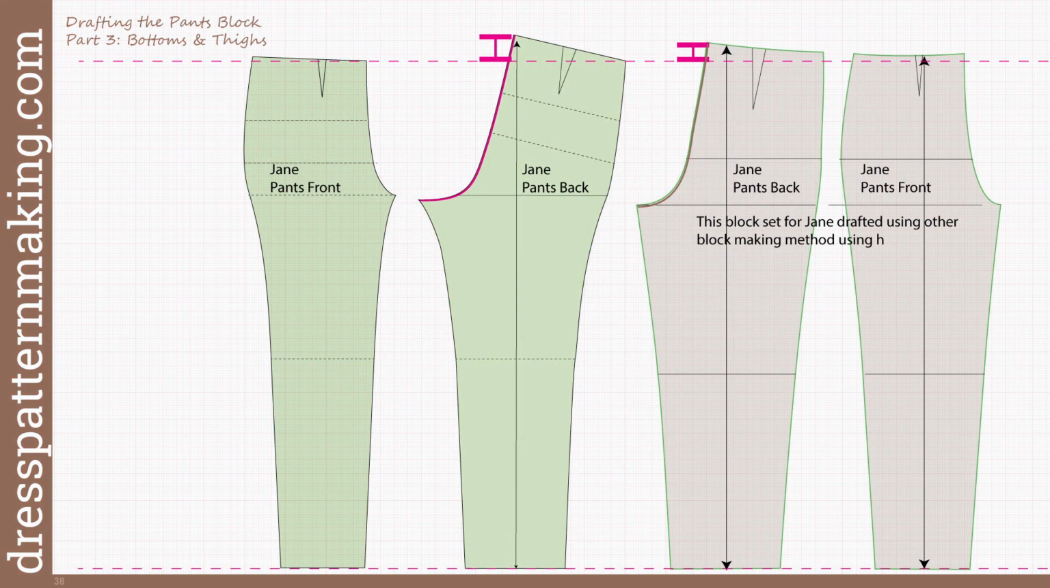On the left in green is Jane's final block. On the right in brown is the block drafted to Jane's measurements but using standard block making instructions based on her hip measurement. So basically what the standard figure would look like with Jane's hip. Although Jane doesn't have a big bottom, it doesn't protrude, she does have a drop bottom, which explains why her crotch length is longer than the standard figure.